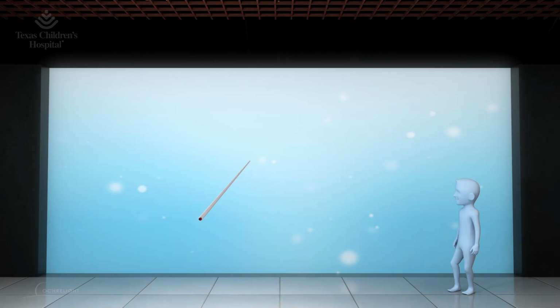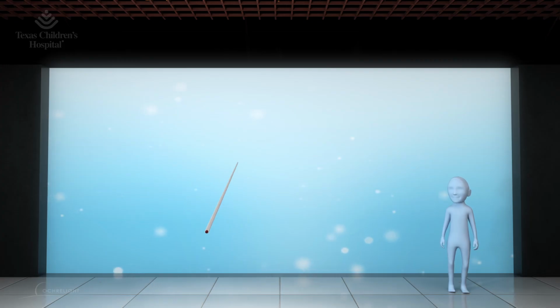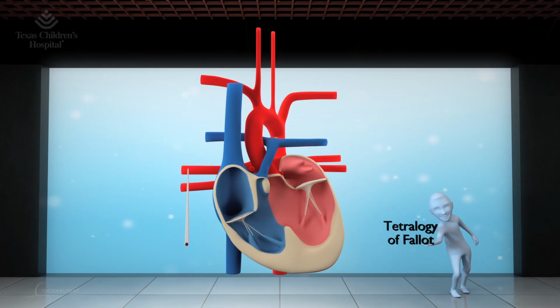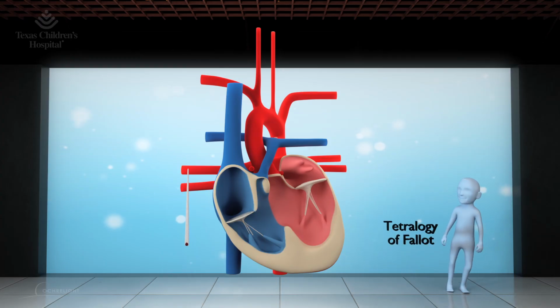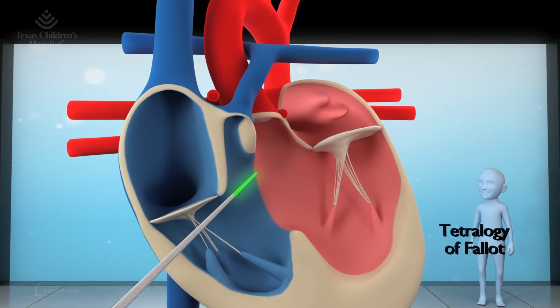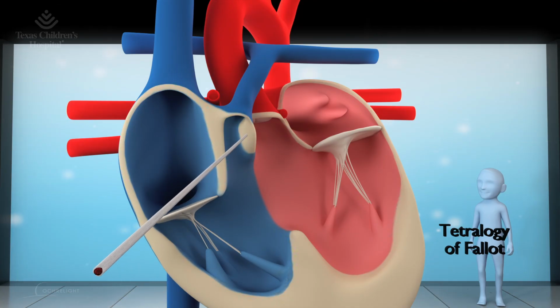The term tetralogy refers to the observation that this condition has four different components. But my advice is that for now, let's just talk about two. The first of these is the ventricular septal defect. The second is that there is narrowing in the outflow from the right ventricle to the pulmonary artery.